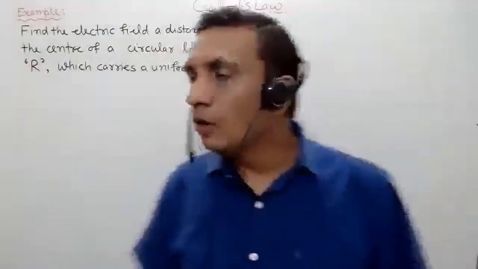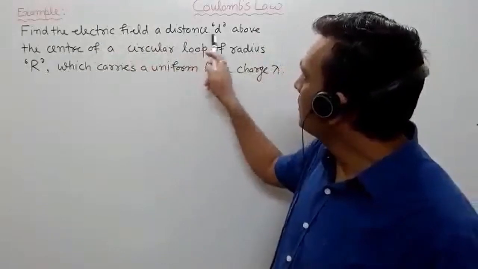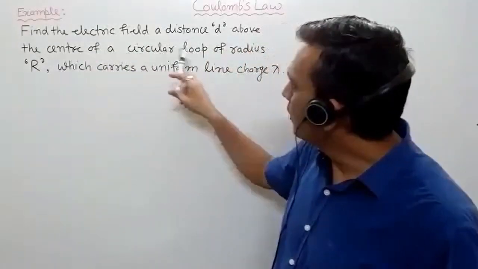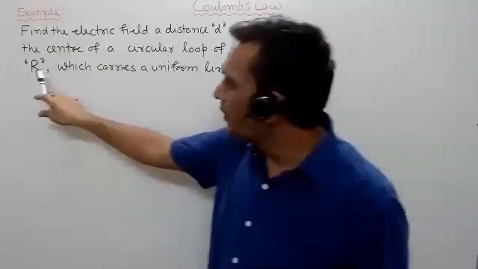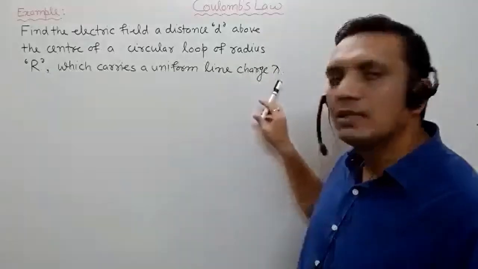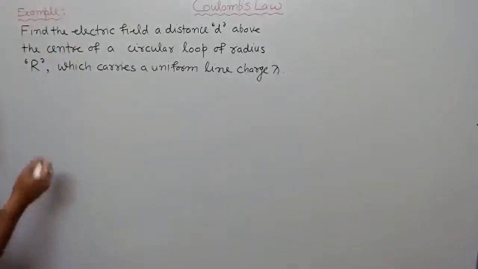So next example on Coulomb's law. Find the electric field a distance small d above the center of a circular loop of radius capital R, which carries a uniform line charge lambda. So it's a case of a circular loop.